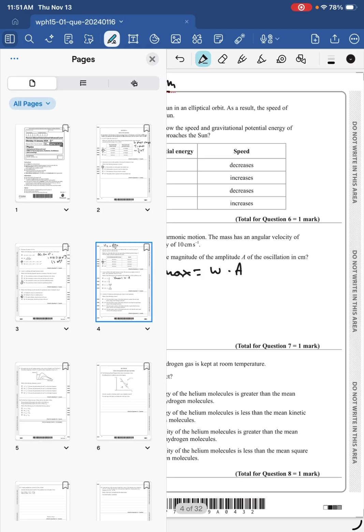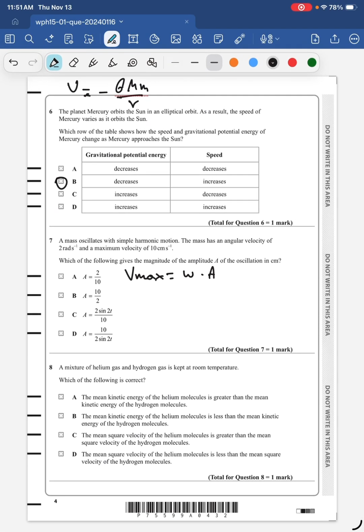I'm trying to prove what I say. Okay, since we found that, we have to solve for A, which is v max over omega, v max, 10 over 2 pretty much, right? So B is the right answer. 10 over 2 in centimeters, okay, so we are fine. Right, question 8. A mixture of helium gas and hydrogen gas is kept at room temperature. Which of the following is correct?